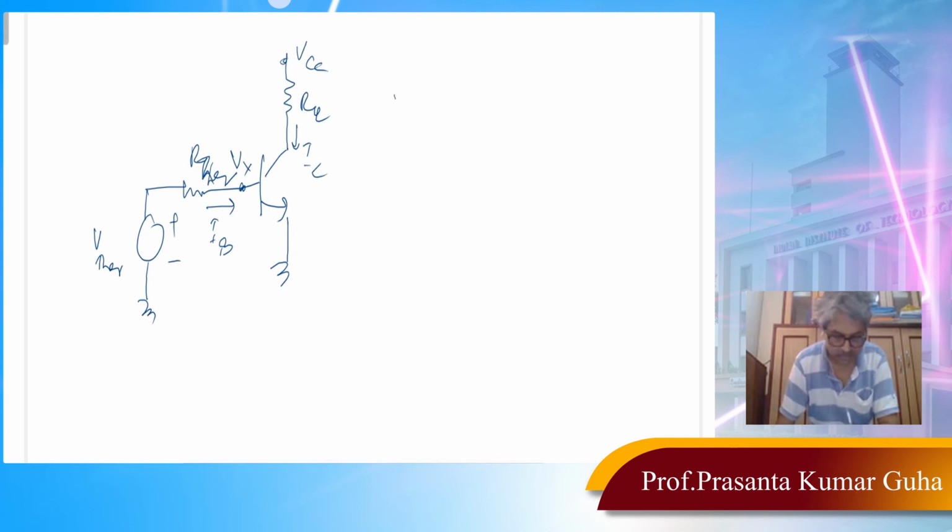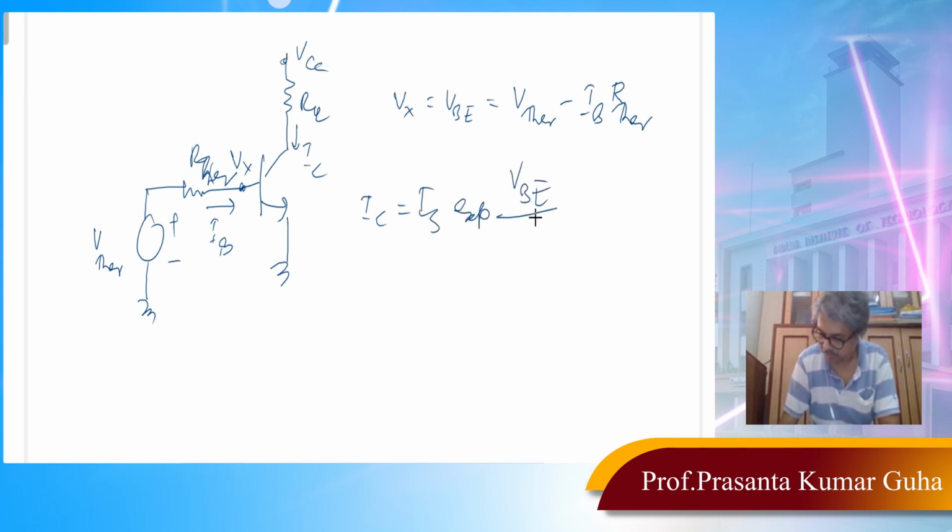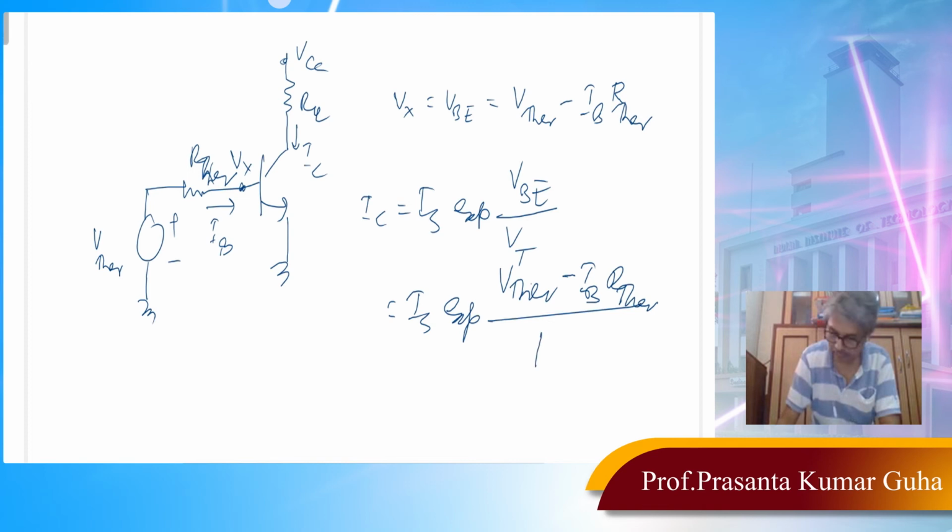You see, Vx is VB basically, Vx equal to V Thevenin minus IB R Thevenin. Okay, and corresponding IC we can calculate: Is exponential VBE over VT, that is Is exponential of (V Thevenin minus IB R Thevenin) by VT. Okay, and we can find out corresponding IB and so on.